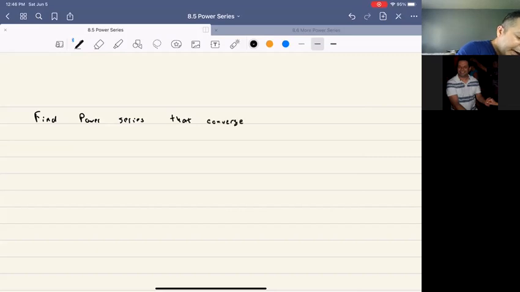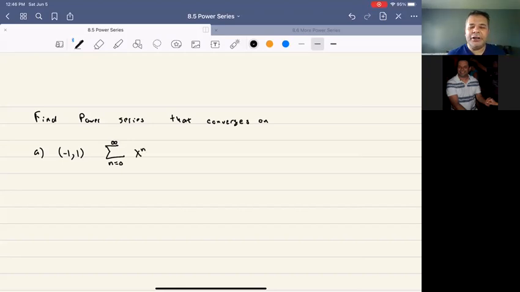Now, there is a problem that you guys have that makes it change, and you can adjust this, and that's part of what I want you all to do. But we're going to do this just on a simple interval, -1 to 1. So we're going to find a power series that converges on -1 to 1. The power series that converges on -1 to 1 is just our geometric series.